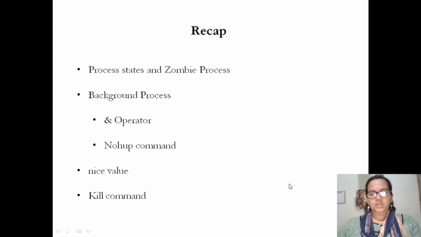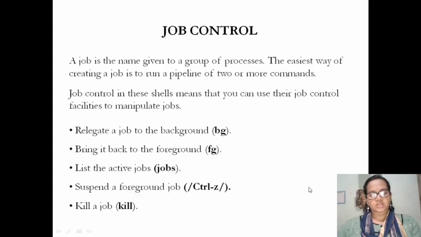Okay, so before that we will have one small recap. In the previous class we just learned about what are all the states of the process, what is an orphan process, zombie process, and also how to get your process to run in the background. So by using the ampersand operator, nohup command, and make your process a low priority by using nice value so that it can run at a particular time. And also if you want to terminate the process, you can use the kill command.